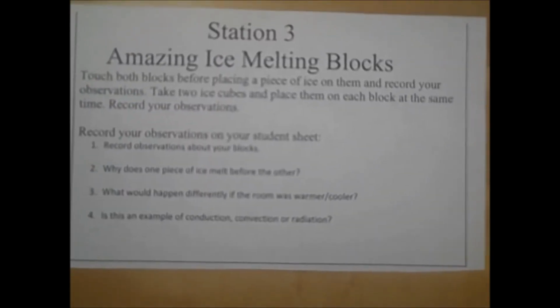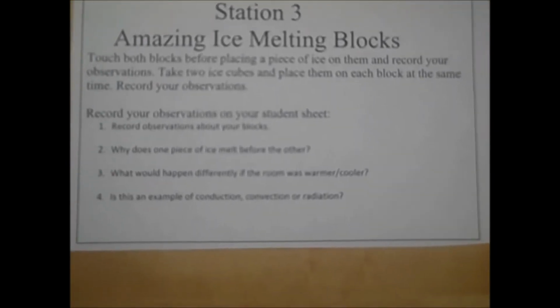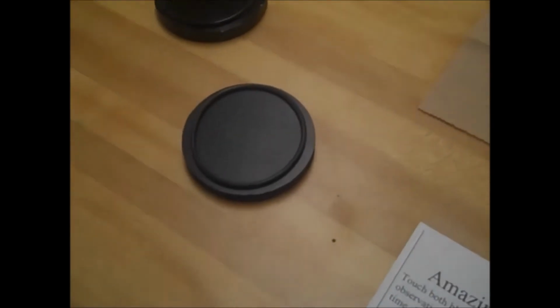Station 3 is our amazing ice melting blocks. Make sure you read your instructions here. We look at our materials. We have 2 black discs. We have a little bit of ice here. Our instructions are to take 2 ice cubes, place 1 on each disc.